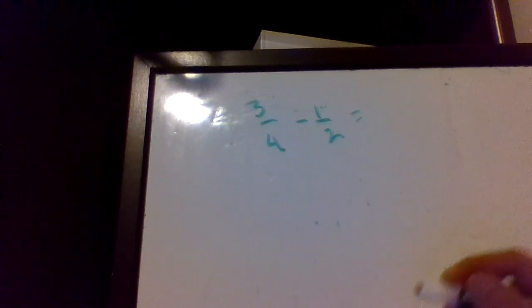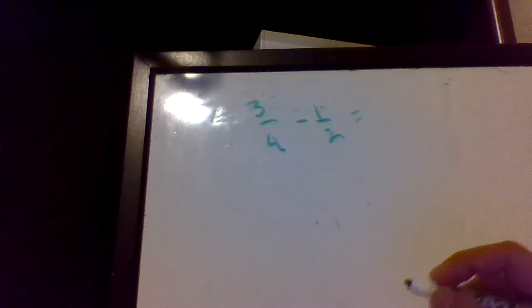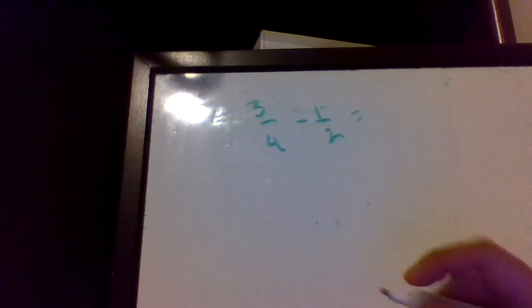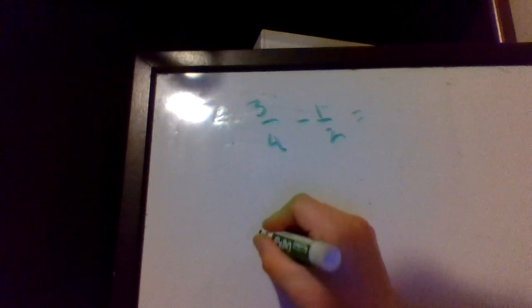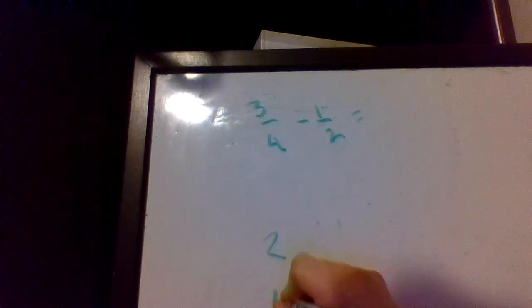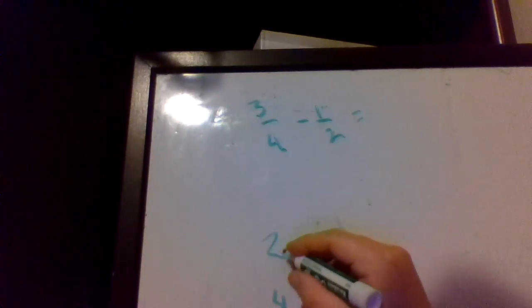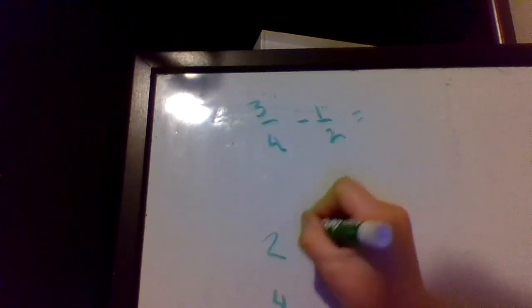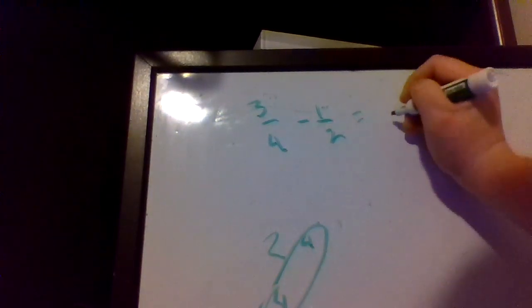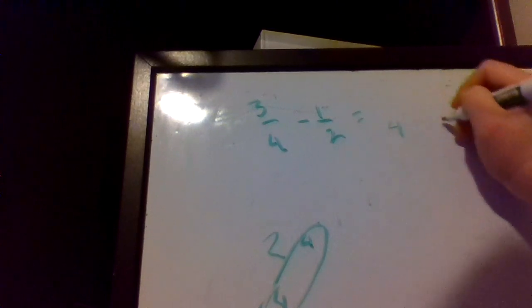So now we're going to do the same thing we've been doing. We're going to find a common denominator. So in order to find a common denominator, we're going to list the common multiples and find the least common multiple. So 2 times 1 is 2. 2 times 2 is 4. Oh my gosh, look what I have there. I have two numbers, the least common multiple. The least common multiple is 4.